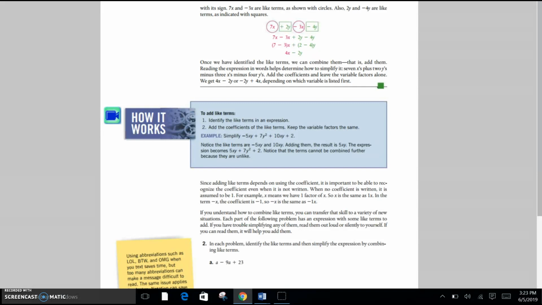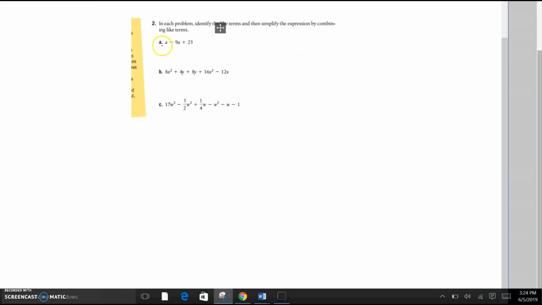Okay, so let's look at this one here. I have an a and I owe 9 a's, so negative 8a. I owe 8 a's. And then the 23 is a constant, so variables and constants can't mix.